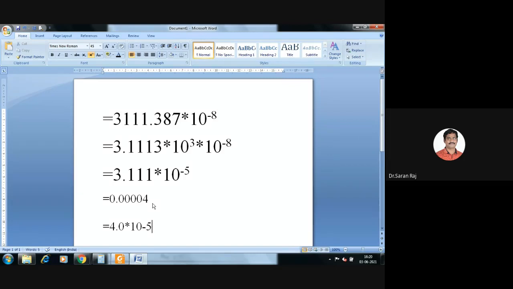So in this way we can adjust. This is a very important thing. When the point moves to the right hand side, you put 10 power minus the number of digits you moved, and you write that number. When the point moves to the left hand side, you put 10 power plus the number of digits you moved. That digit value you write here.